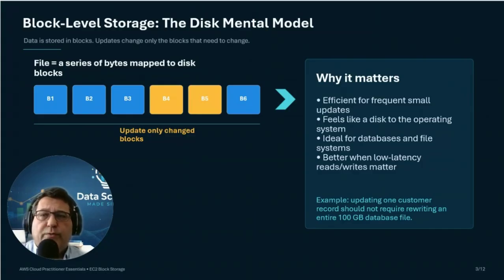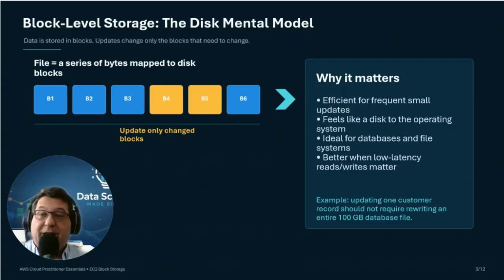Block storage also feels like a normal disk to the operating system. The operating system can partition it, format it, create a file system, and mount it. The application can then use familiar paths such as /data, /database, or a Windows drive letter.